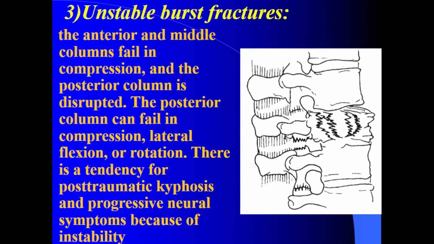Type 3 is the unstable burst fracture. The mechanism is quite similar, the same: forced flexion or axial compression. But during the X-ray examination, you will find not only a vertebral body fracture, you will also see injury of the facet joints and injury of the interspinous ligament, posterior longitudinal ligament, or ligamentum intertransversum. So it is a combination of anterior and posterior supporting complex injury.